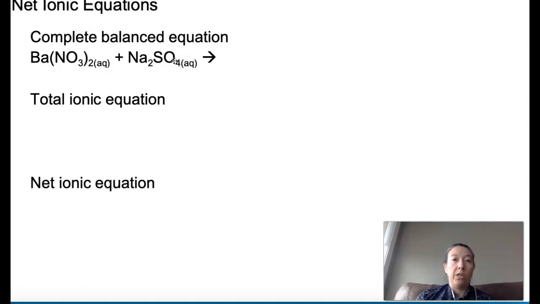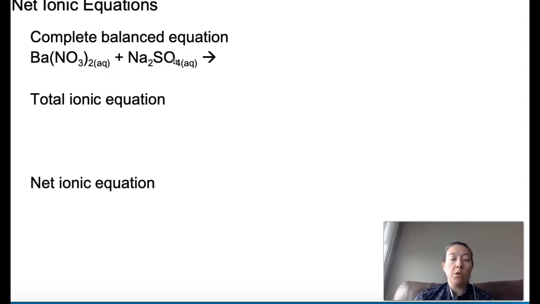So this is where we looked at that complete balanced equation, and anything that was aqueous and ionic, we broke apart into individual ions because obviously we know that ionic compounds in solution dissociate and exist as individual ions. We did the same thing for strong acids because we also know that strong acids undergo complete ionization in solution, but we did not do that for weak acids. We also don't do that for things that are solids, liquids, or gases.